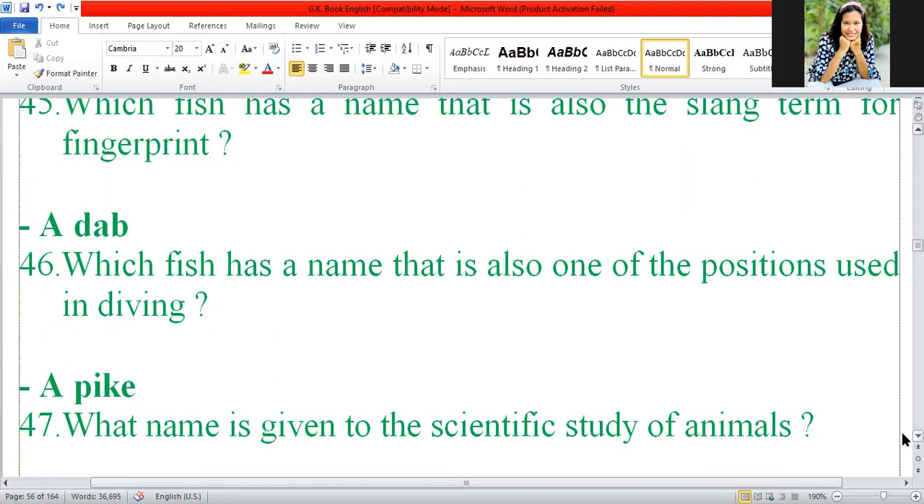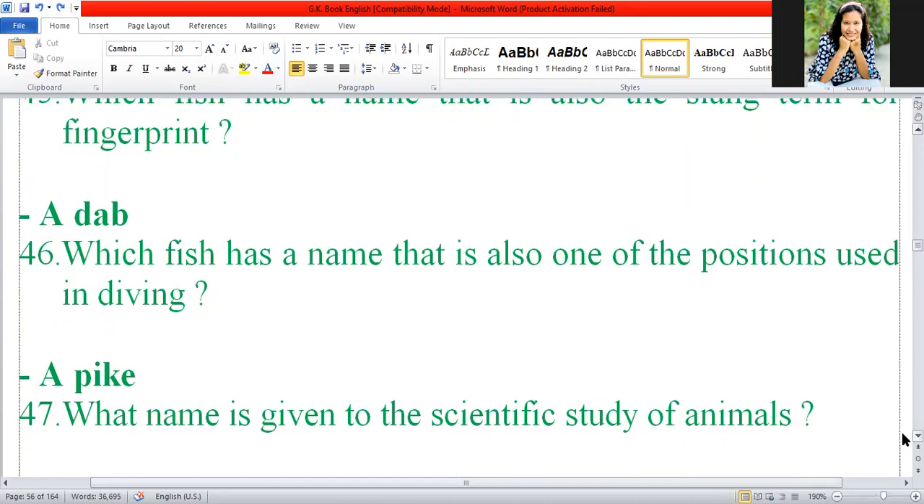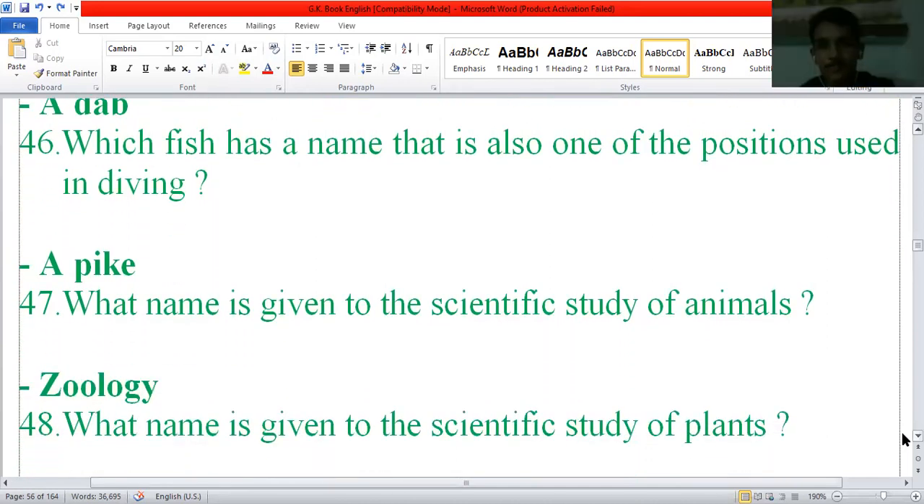This is also a fish which has a name that is also one of the positions used in diving. Yestai question number 47 ma raheko chha: what name is given to the scientific study of animals? What is called the study of animals? Zoology. Yes, zoology. Pankaj, bad answer aayena. Well, the answer is zoology. Yestai arko raheko chha: what name is given to the scientific study of plants? Botany. Pankaj, this is the last question for you. Botany.